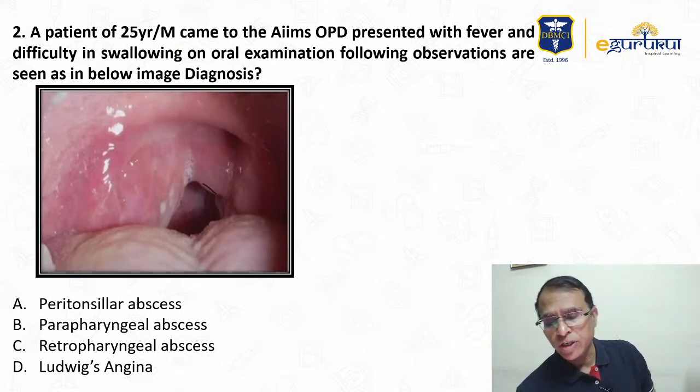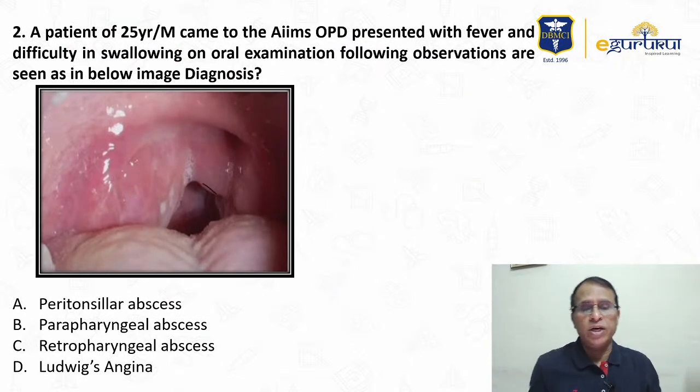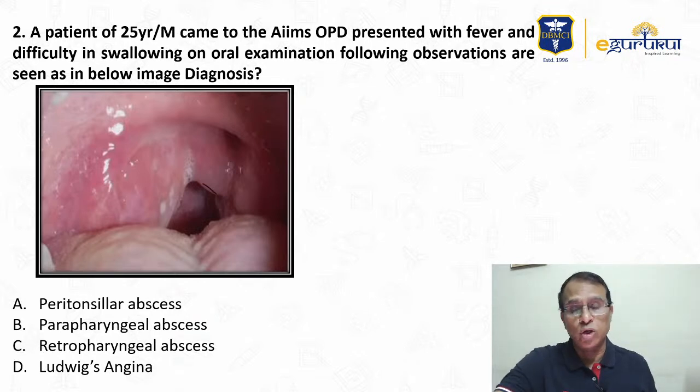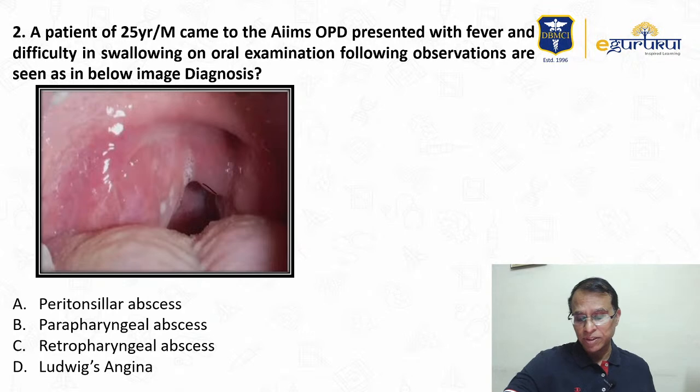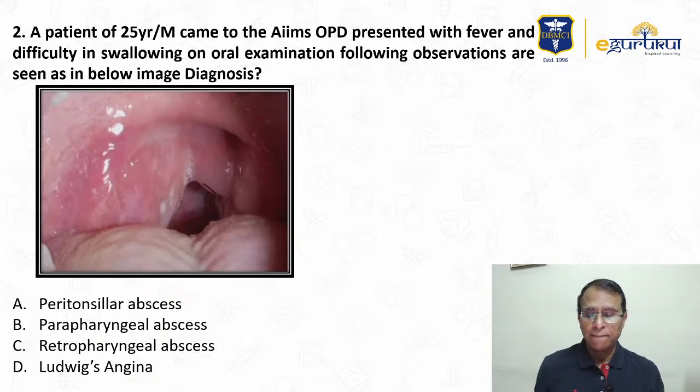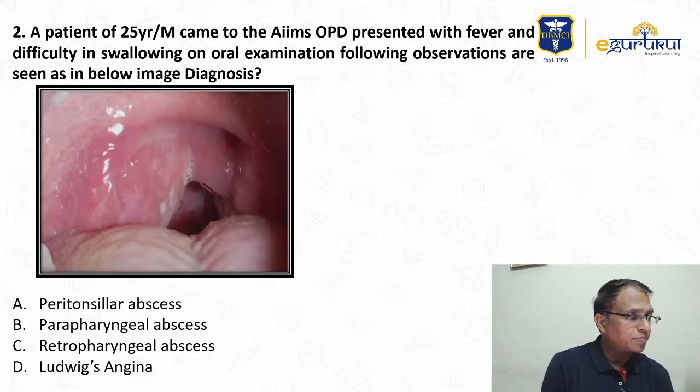A 25-year-old male came to AIIMS OPD presented with fever and difficulty in swallowing. On oral examination, the following observation is seen as in the image below. Diagnosis: is it peritonsillar abscess, parapharyngeal space abscess, retropharyngeal space abscess, or Ludwig's angina? Right. So what is the answer?